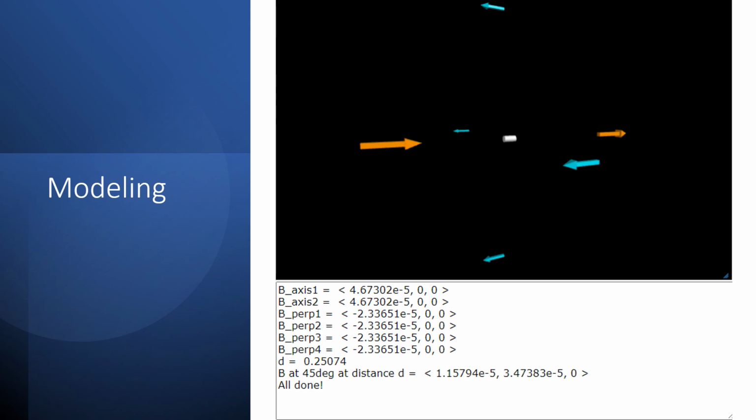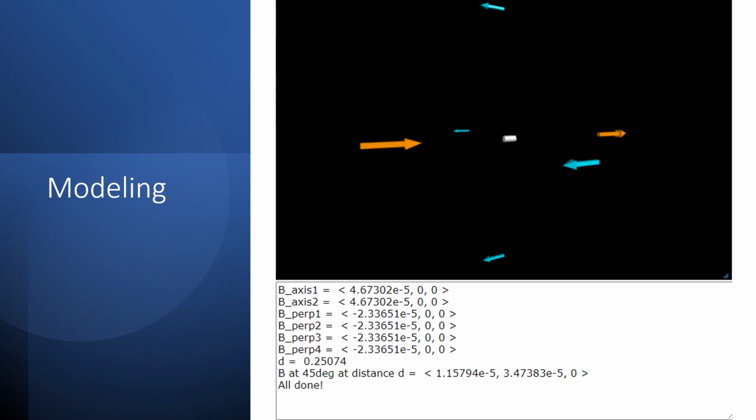In order to model what the magnetic field looks like in different places surrounding the magnetic bar, the following image was created using VPython. The different arrows shown show the magnetic field in different places, including 2 axial locations as well as 4 perpendicular locations to the magnetic bar. Because of these arrows, we are able to determine as well the 45-degree magnetic field at a distance that is X amount away from the magnetic bar.